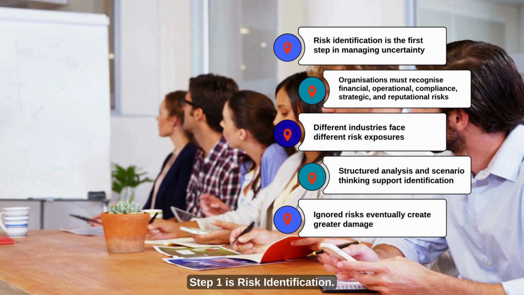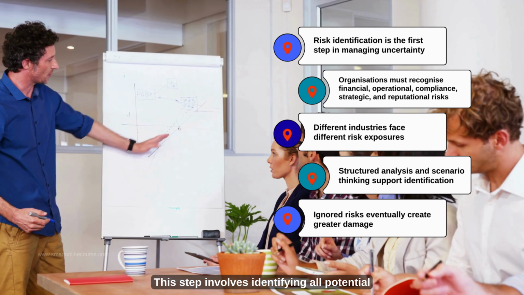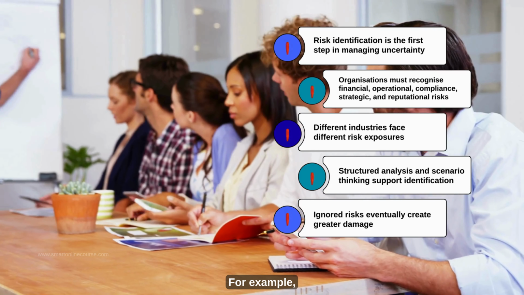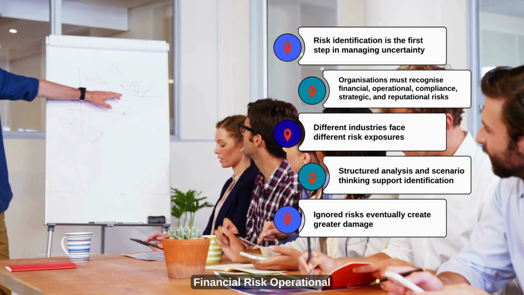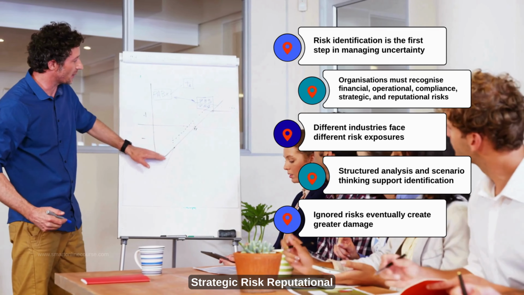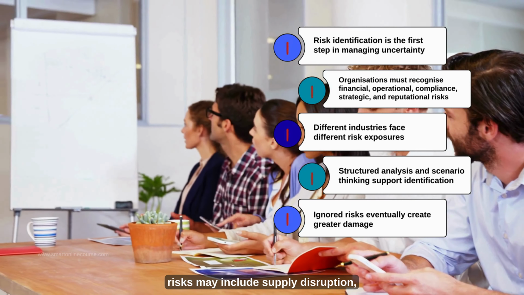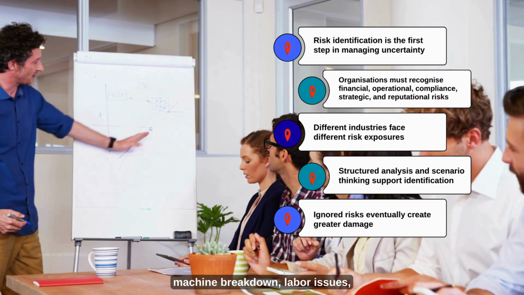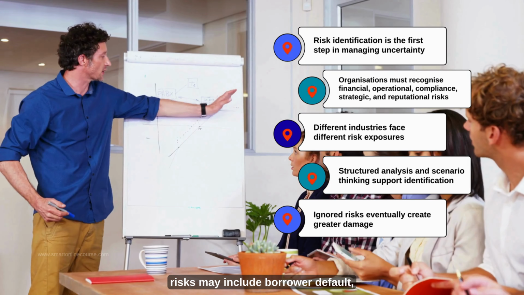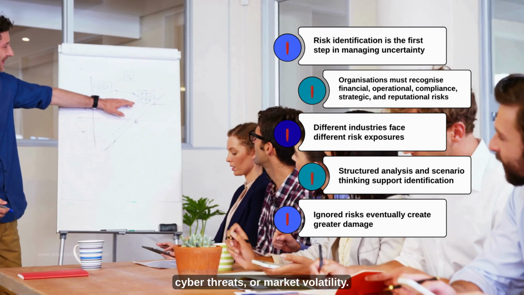Step 1 is risk identification. You cannot manage what you cannot see. This step involves identifying all potential events that could affect your objectives. For example, financial risk, operational risk, compliance risk, strategic risk, reputational risk. In a manufacturing company, risks may include supply disruption, machine breakdown, labor issues, or regulatory penalties. In a bank, risks may include borrower default, liquidity stress, cyber threats, or market volatility.